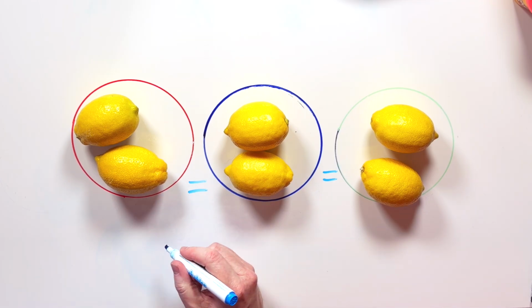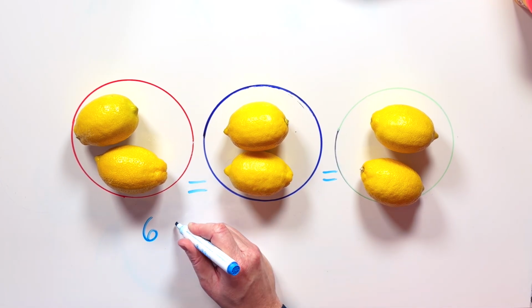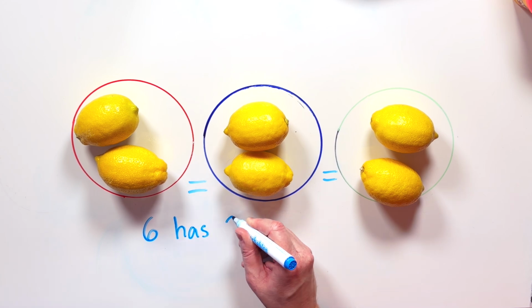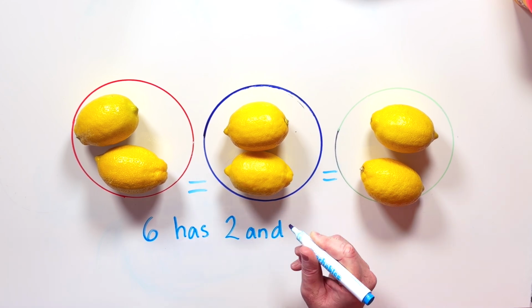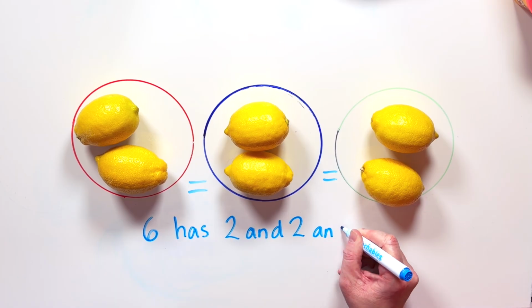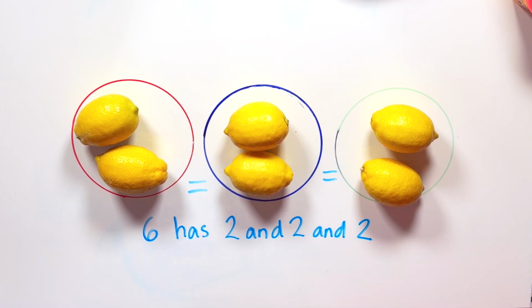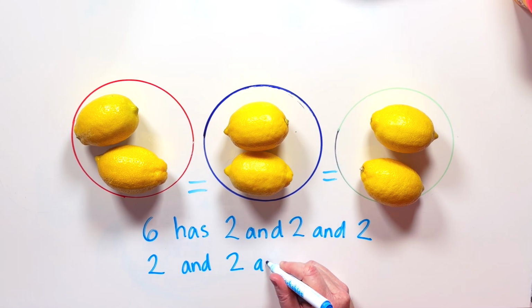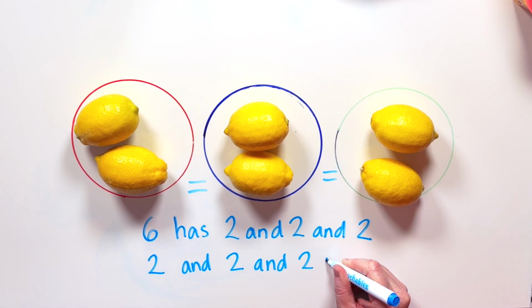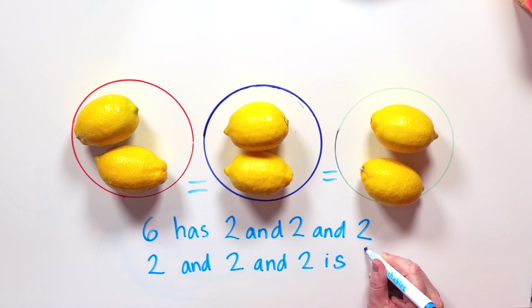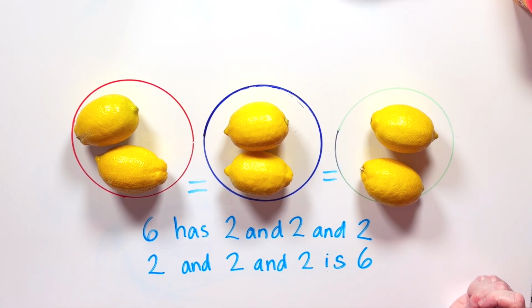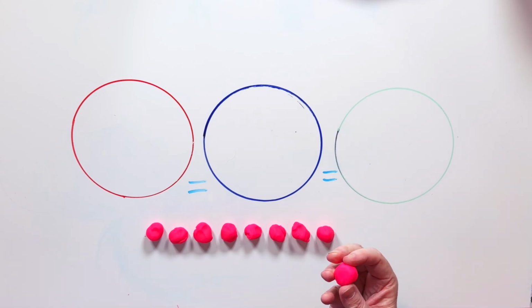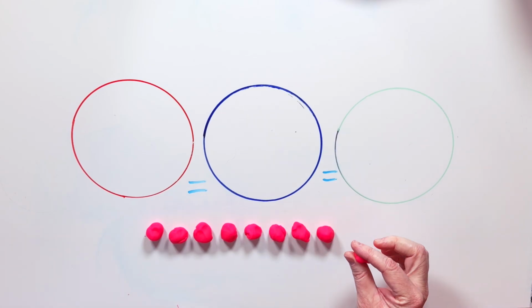So I can say that 6 has 2 and 2 and 2. Or I could say that 2 and 2 and 2 is 6. Wowzers trousers. Tasty! Alright, I've made some fabulous squishy Play-Doh balls.